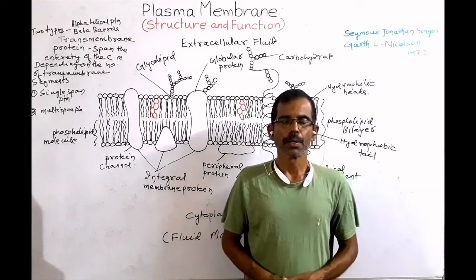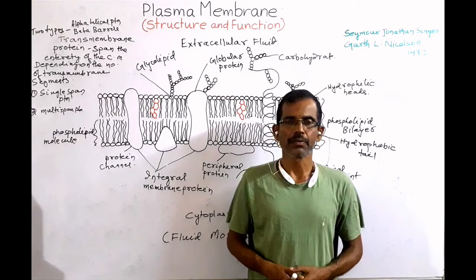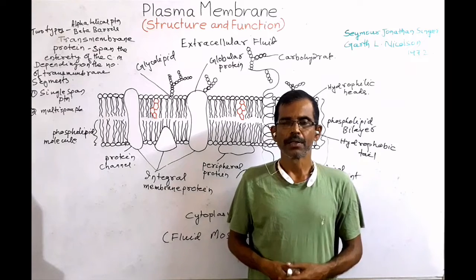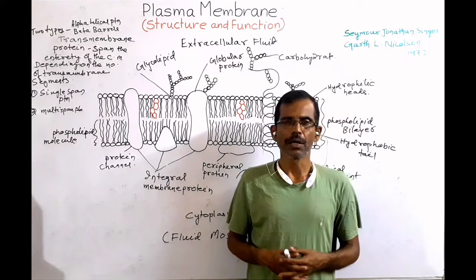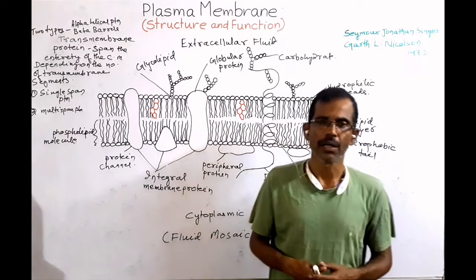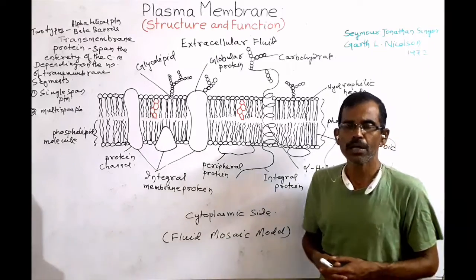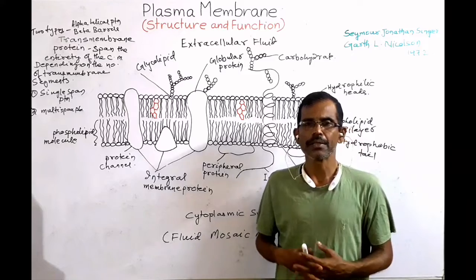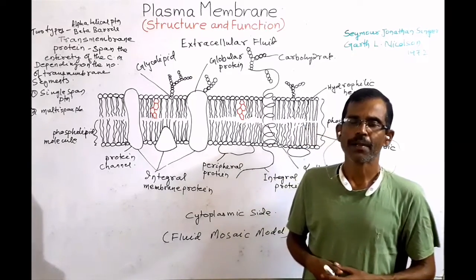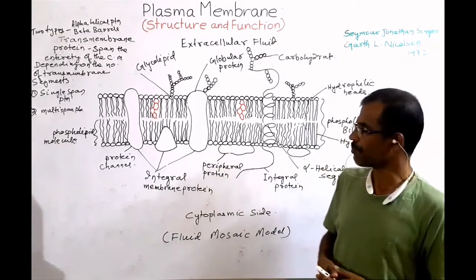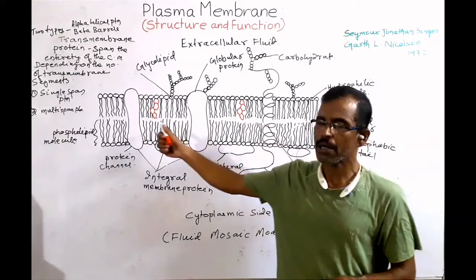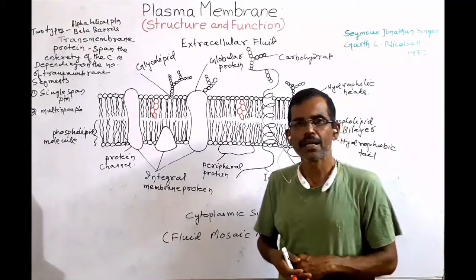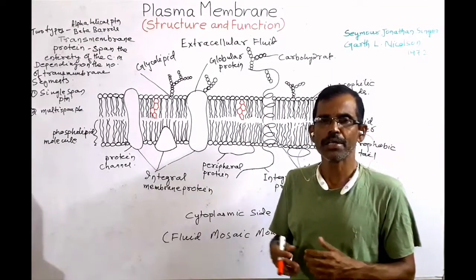Several models have been proposed to explain the structure of cell membrane. Out of them, the widely accepted model is the fluid mosaic model. The fluid mosaic model was proposed by Singer and Nicolson in 1972. According to the fluid mosaic model, the cell membrane is a quasi-fluid structure. That means the cell membrane has fluidity.